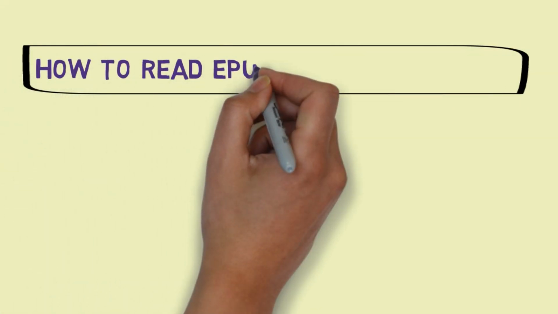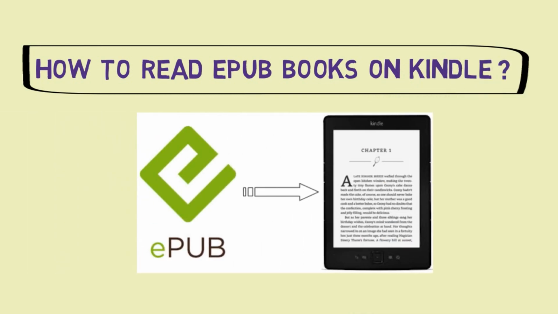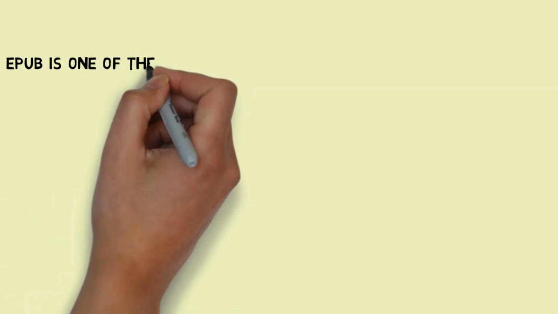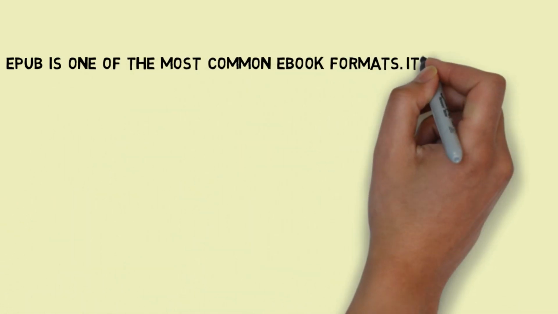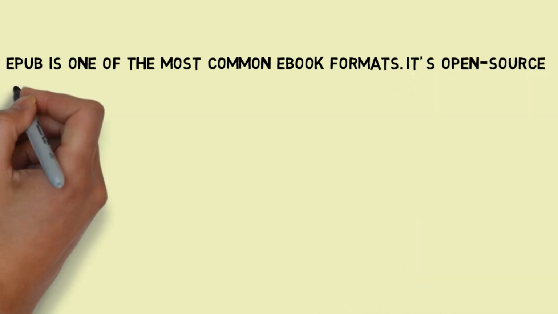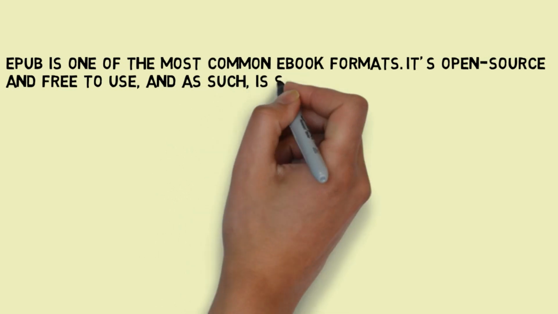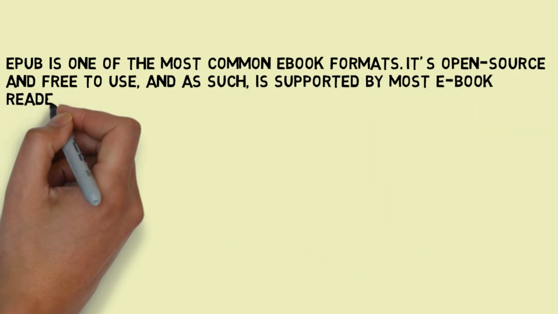Here I am going to show how to read EPUB books on Kindle. EPUB is one of the most common ebook formats. It's open source and free to use, and as such, is supported by most ebook readers separate from the Amazon Kindle.